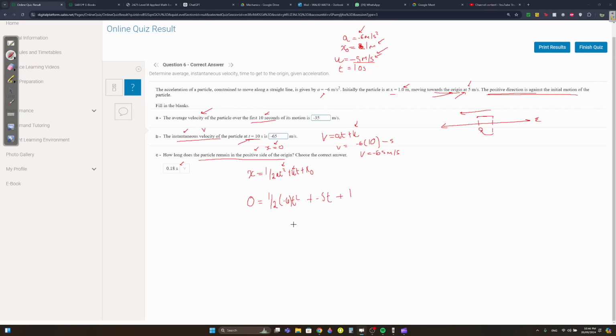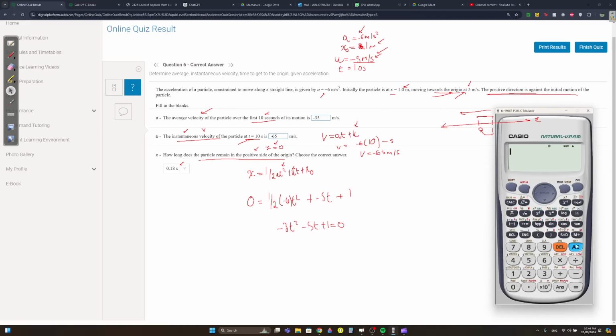Let's solve this. Half times -6 is -3t squared minus 5t plus 1 equals 0. This is a quadratic, so get your calculator. Please make sure you have a calculator that can do equation mode. At this stage everybody should have one; it will help you so much. You're going to get 0.18, and the other answer would be negative, but you can't have negative time.